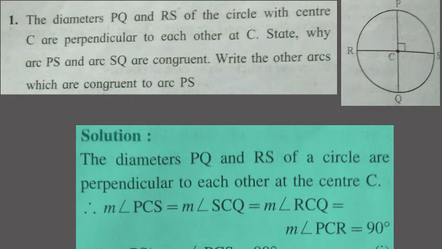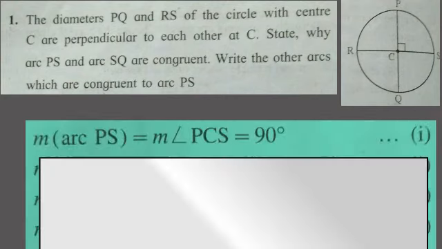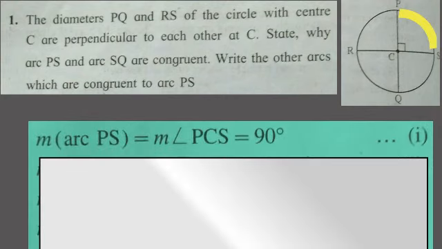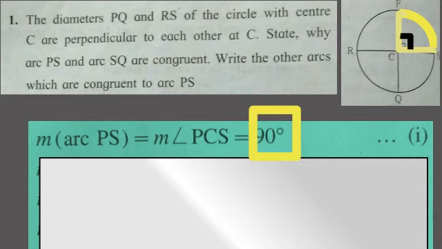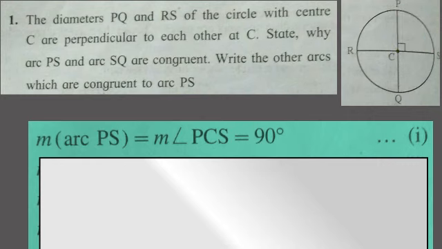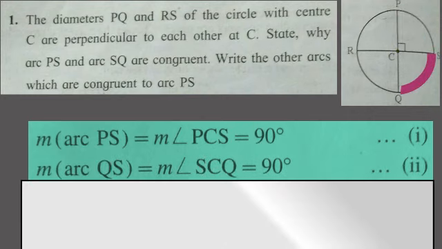Now students, if we look carefully, then we can see that each angle has one arc which is just opposite to it. So if the angle has 90 degrees, then the measurement of that arc is also 90 degrees. So on the basis of that, measurement of arc PS is equal to measurement of angle PCS is equal to 90 degrees. This is our first statement. Similarly, the measurement of arc SQ is equal to measurement of angle SCQ, which is also 90 degrees, which is our second statement.